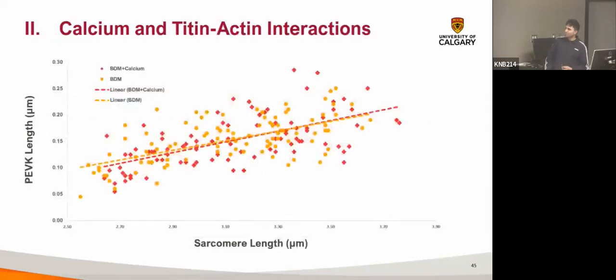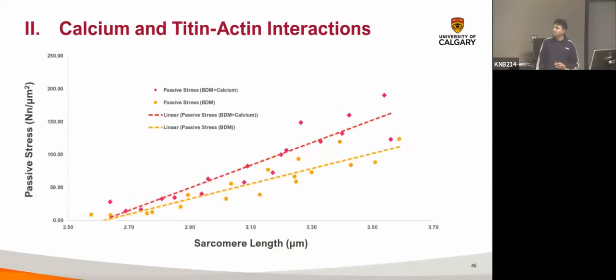What we found is that the PEVK length, whether it be in the BDM alone, so without any calcium, or with BDM in the presence of calcium, in both conditions, it's very comparable to one another. And what this means is that while you would expect in a residual force enhancement experiment for the actin-titin binding to cause PEVK to overstretch, it's not overstretching here. You can put calcium into the myofibril, you can put it into the muscle. That alone is not going to cause PEVK to overstretch. So you're not getting residual force enhancement.